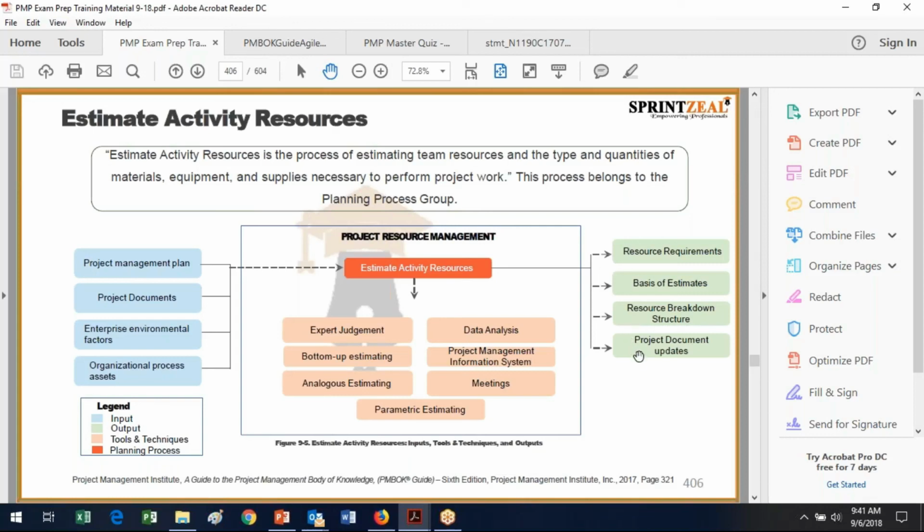And then potentially when we're starting to estimate the activity resources, we might update documents like the requirements document and say, oh, we need a little bit more of this because 2 people are working on this at the same time and they can't share. So we've got to have an ample supply for both to use.